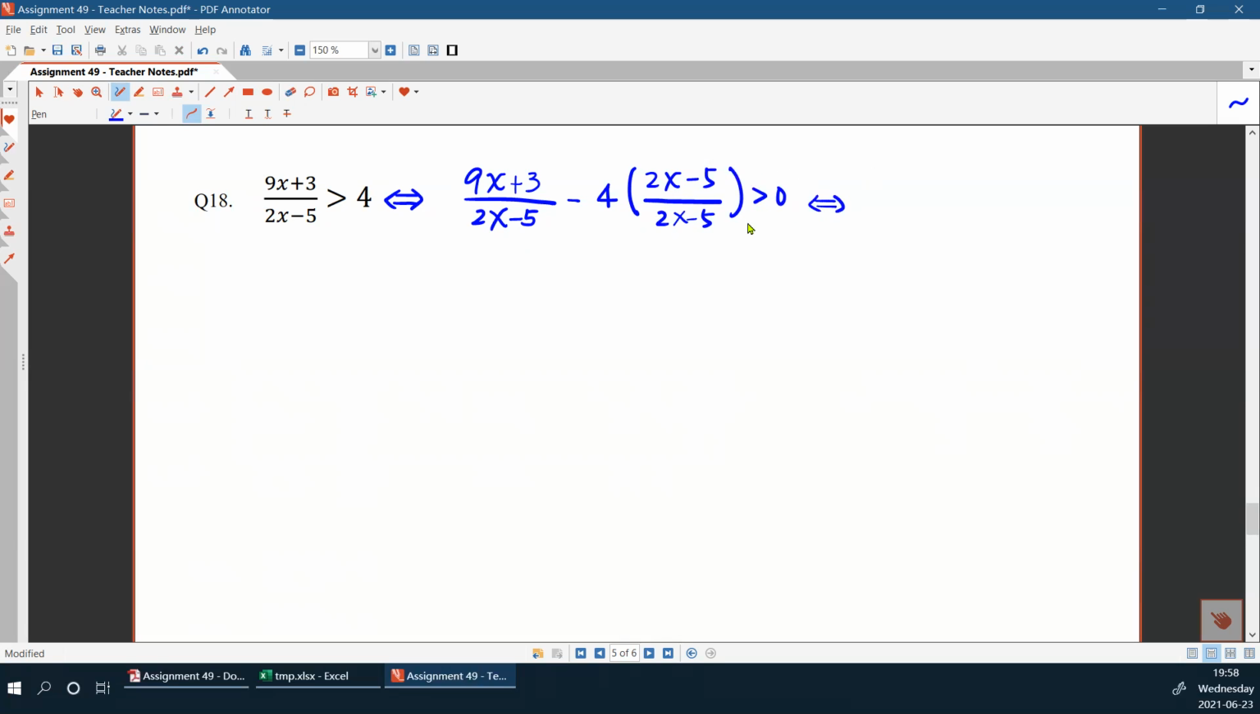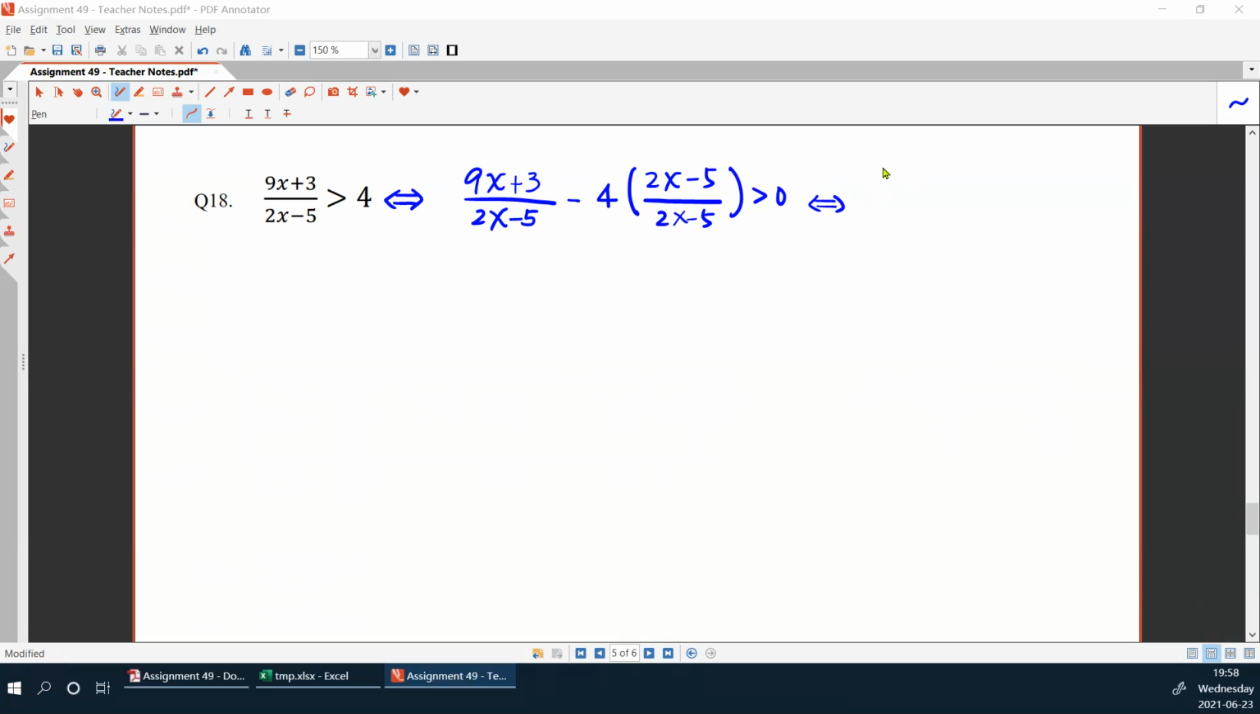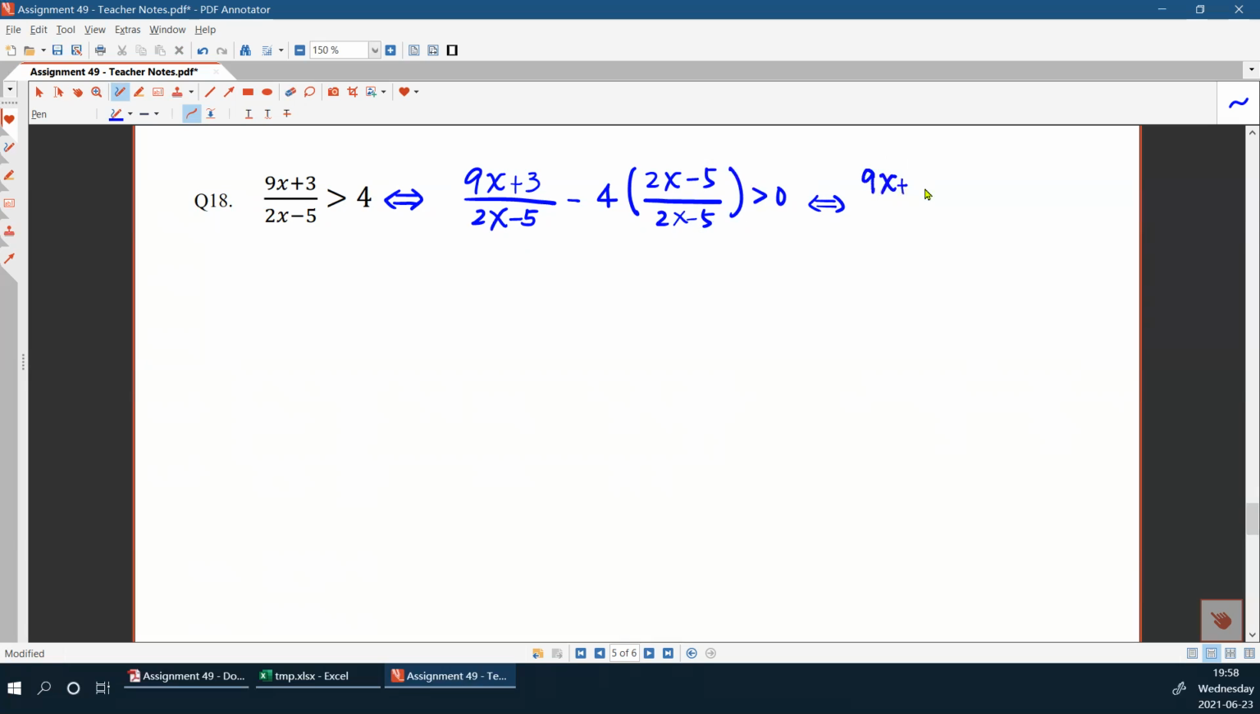And this is equivalent to 9x plus 3 subtracted by -4 times 2x. So this is actually like this, right? -4 times (2x minus 5). Dora, can you tell me what is the result? It should be -8x plus 20, right?